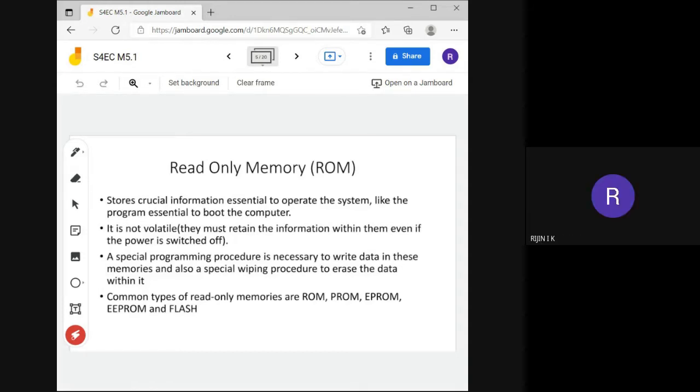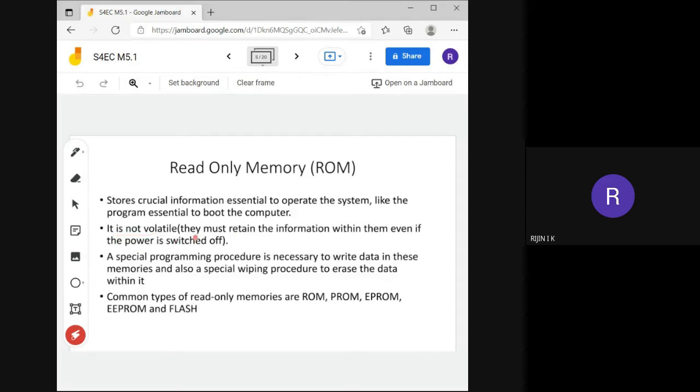What do you mean by volatile memory and what is the difference between volatile and non-volatile? Sir, memory loss, even if power is off the memory does not go. Which memory is that? That is not volatile, it is non-volatile. Don't get confused. Okay. So here, read-only memory, it is not volatile memory.